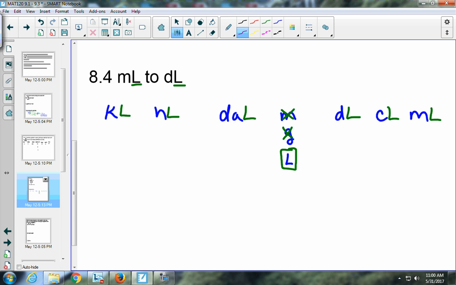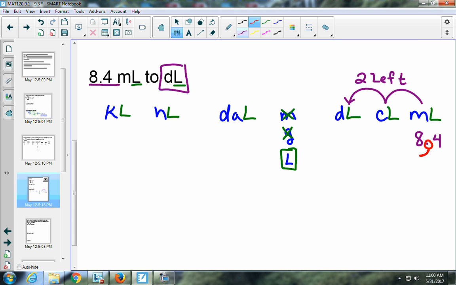Now, I look at the number they gave me to start with, the 8.4 milliliters, and I write it underneath my milliliters. They tell me that I want to get to deciliters. So to get there from milliliters, I need 2 steps to the left. So what that tells me to do is take this decimal point in my 8.4 and move it 2 spaces to the left. And we fill in that blank space with a 0. So we'll have 0.084 deciliters.